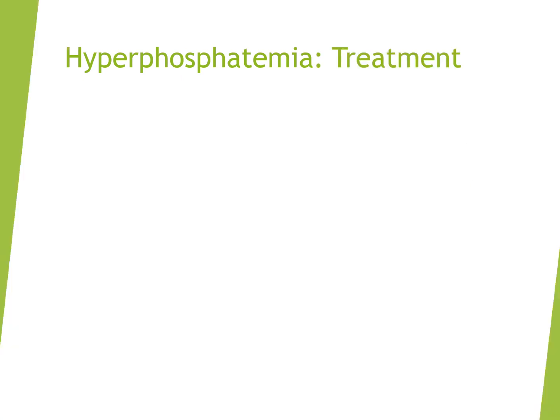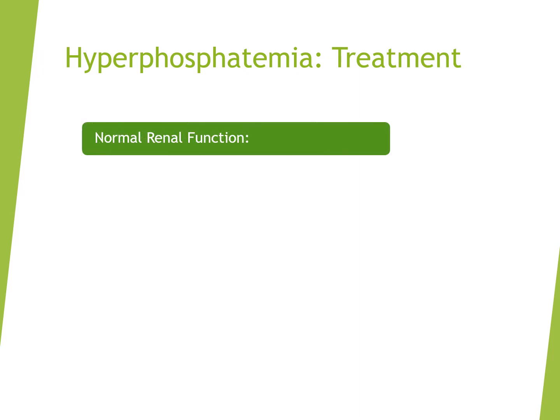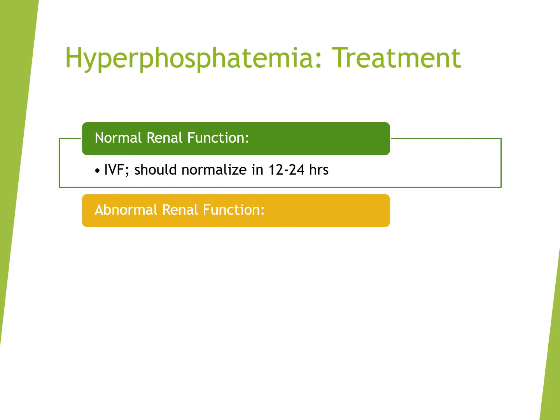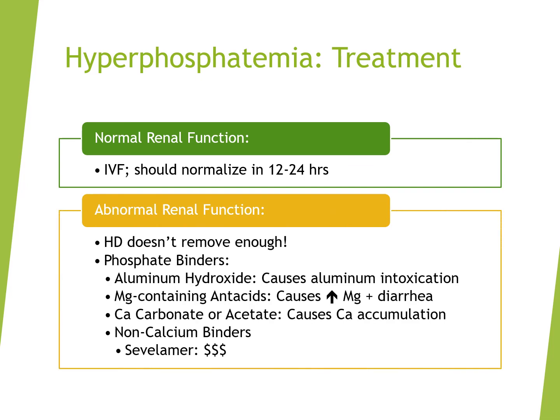The treatment of hyperphosphatemia is dependent on what the renal function is. If they have normal renal function, then all you have to do is give IV fluids, and it will typically normalize in about 1 day. So you'll repeat the phosphorus the next day and see if it's improved. This is rare, though, as most of the time you'll see this with abnormal renal function. The treatment then, hemodialysis, however, this rarely removes enough of the phosphorus. Therefore, you have to use a phosphate binder.